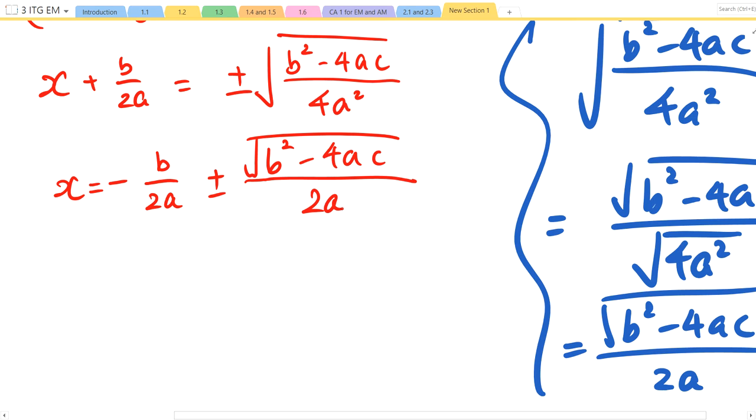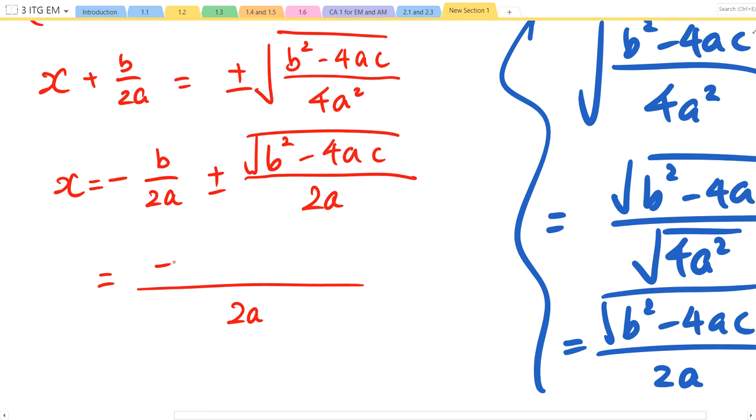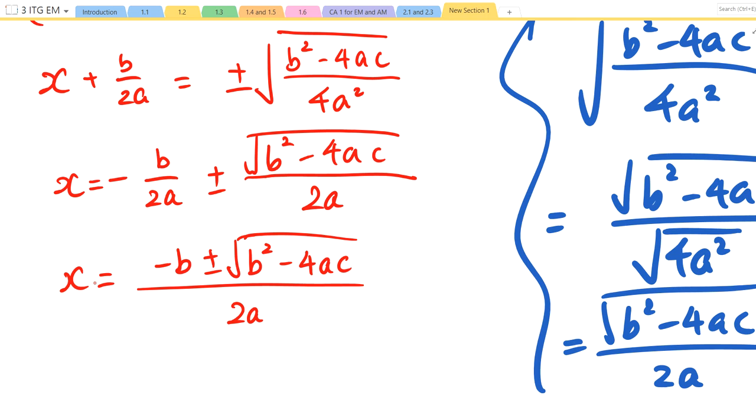I've got a fraction plus minus another fraction. What should I do? Make the denominator the same. Are they the same? Yes. Okay, so convenient. So I've got a denominator of 2A. First fraction, negative B, plus minus the square root of B squared minus 4AC. So this is my value of x. Anything wrong so far? Okay, so what have we actually done? I have formed the quadratic formula. This is our quadratic formula.